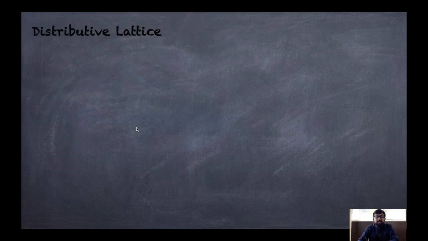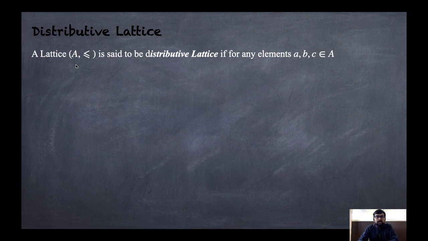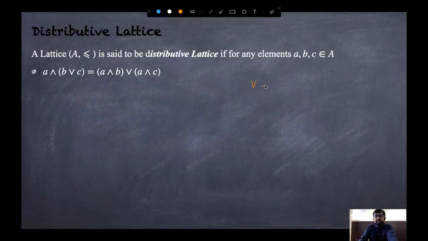Now the second type of lattice is the distributive lattice. A lattice is said to be distributive, as its name also suggests, if it follows the distributive law: for any elements A, B, C belonging to the lattice, the first distributive law is A and (B or C) equals (A and B) or (A and C). Don't misunderstand: 'or' means least upper bound, LUB, and 'and' means greatest lower bound, GLB.